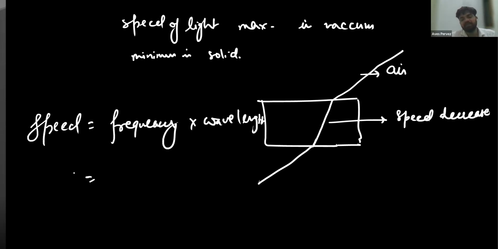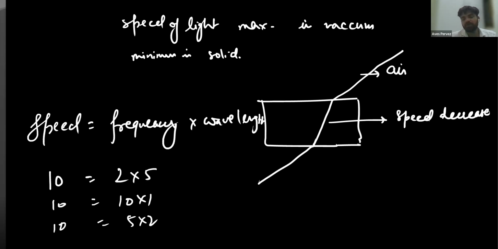Just imagine there are two numbers whose product is 10. So it can be 2 and 5. It can be 10 into 1. It can be 5 into 2. Got it? You understood what I want to say? Yes, sir. If the product of two numbers is 10, then it can be 2 into 5.